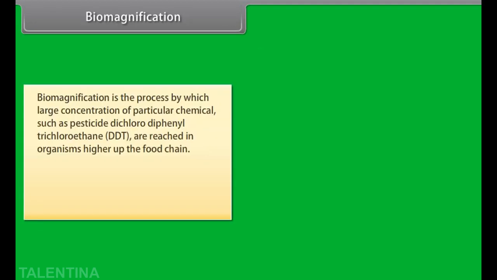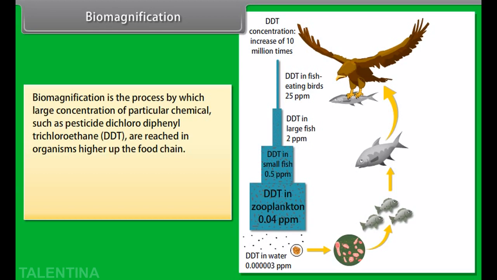Biomagnification. Biomagnification is the process by which large concentrations of a particular chemical, such as the pesticide dichloro-diphenyl trichloroethane, are reached in organisms higher up the food chain. For example, the concentration of DDT is increased at each trophic level.